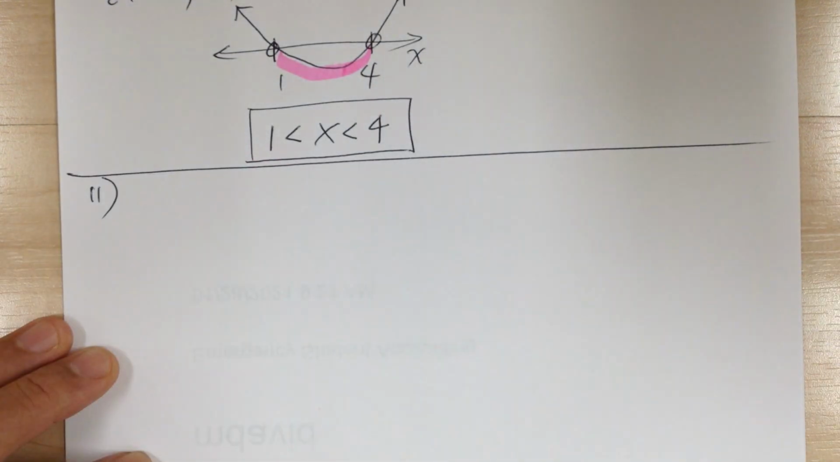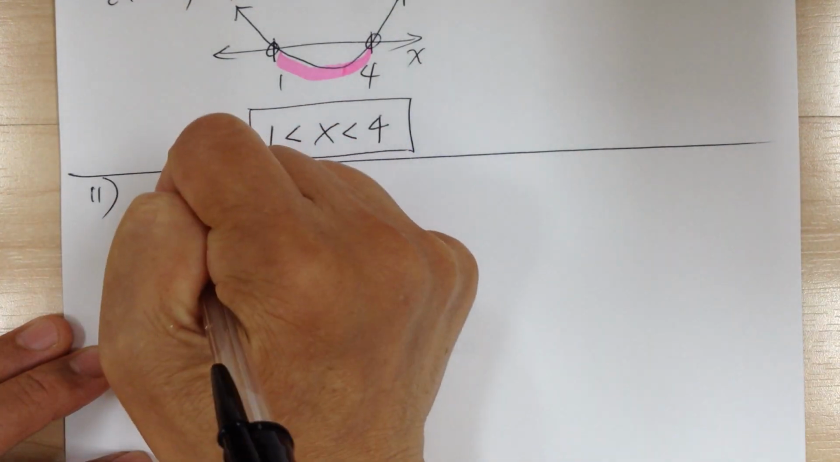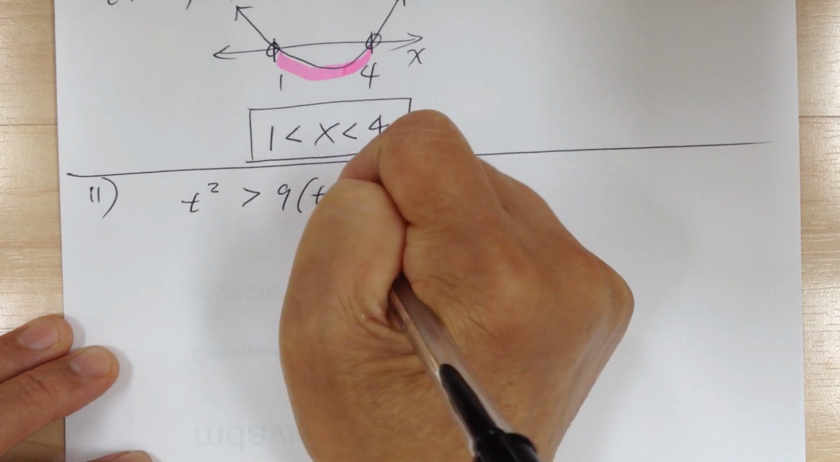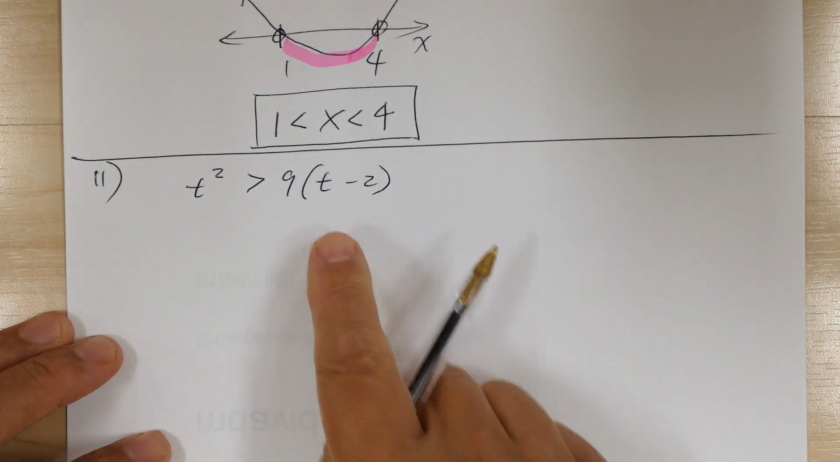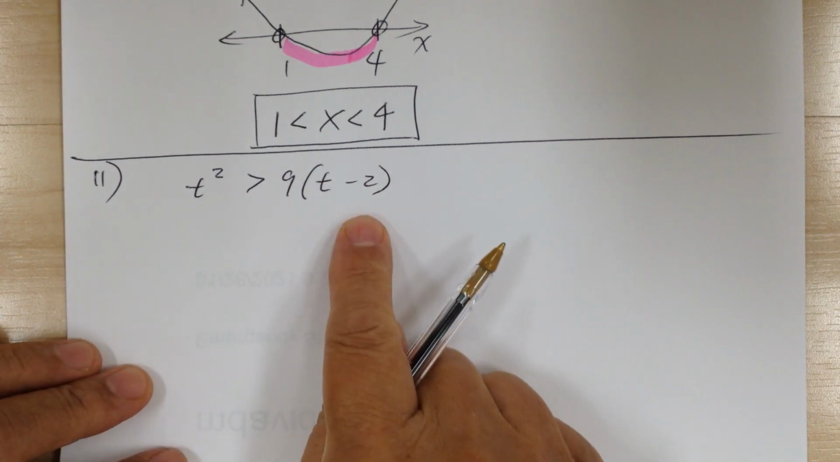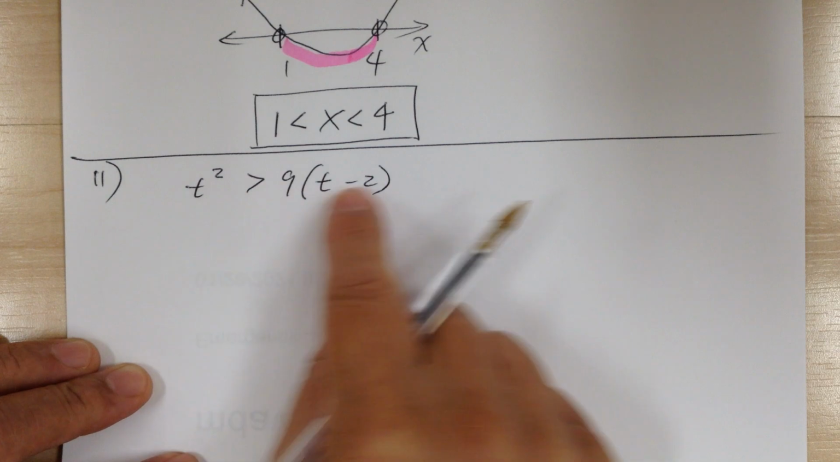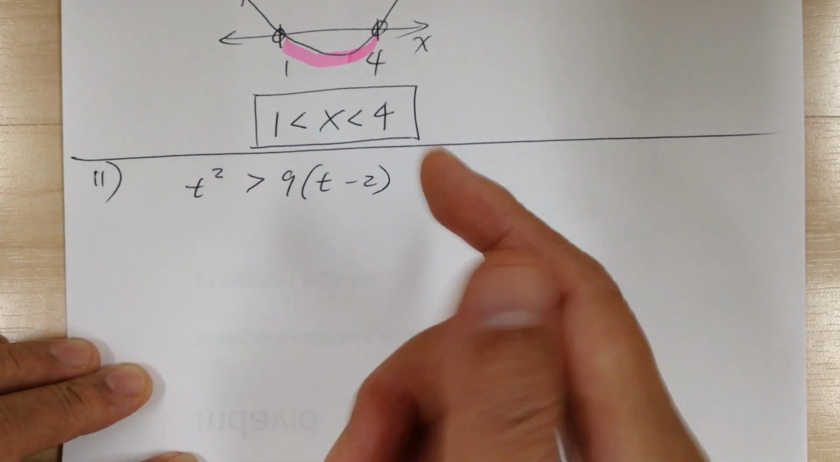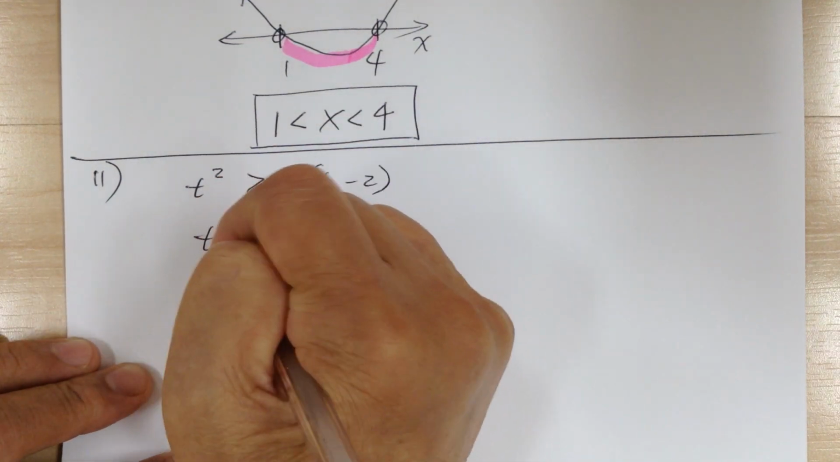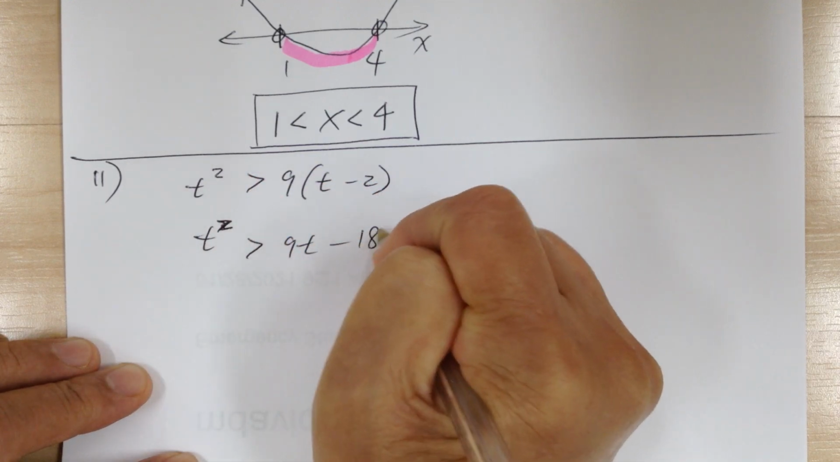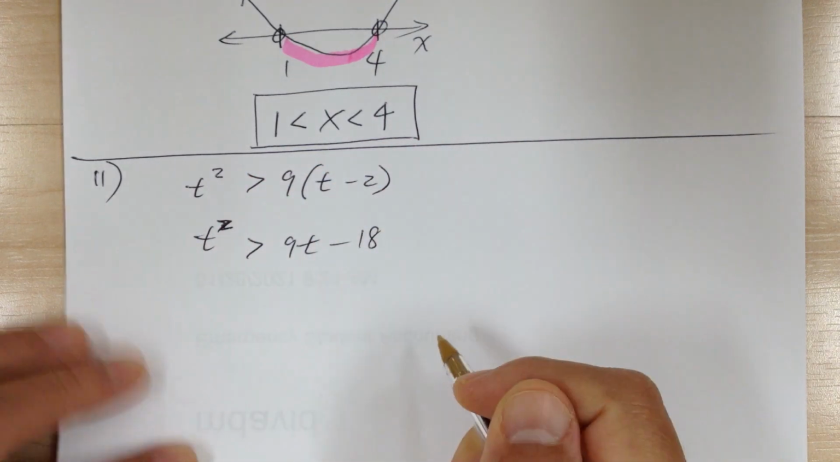Okay, number 11. You got t squared is greater than 9t minus 2. Okay, so this one we have to undo the factoring. This factoring is no good because it's not equal to 0, right? So let's go and undo the factoring, move everything over, then redo the factoring. So you got t squared is greater than 9t minus 18. Right? Distribute. So undo the factoring.